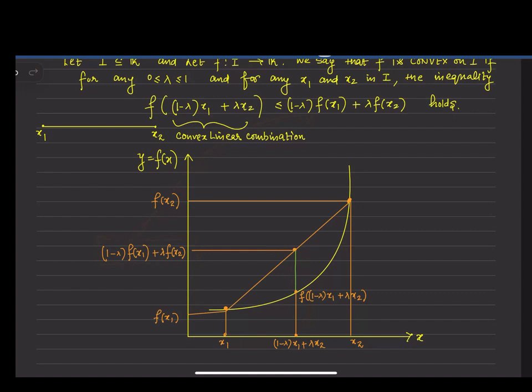So what this inequality says is that the chord joining two points on the curve will always lie above the graph of your curve.